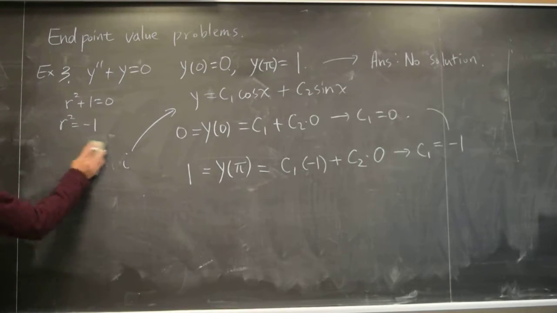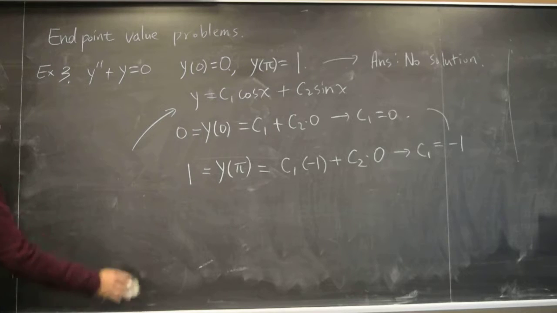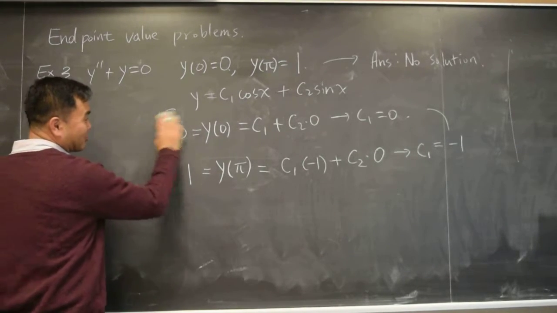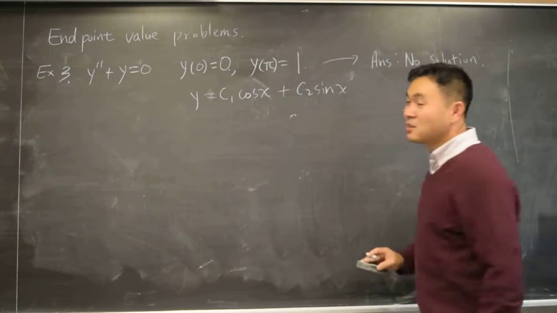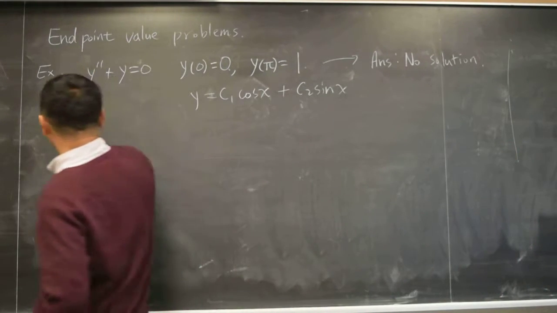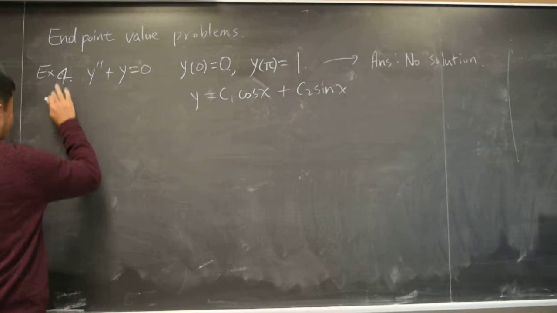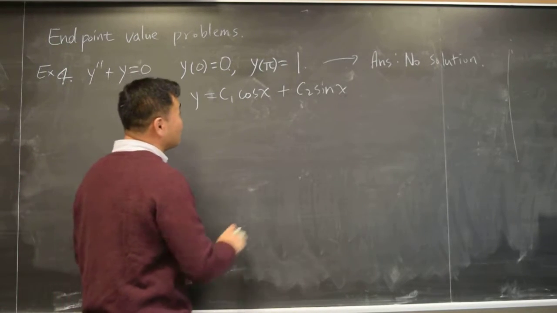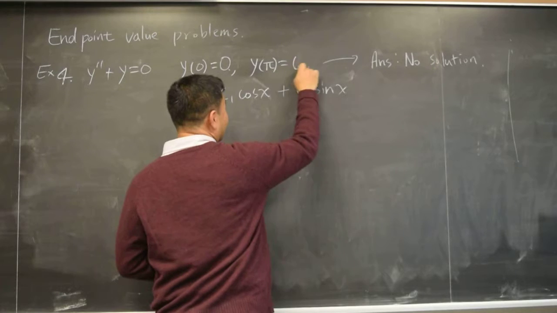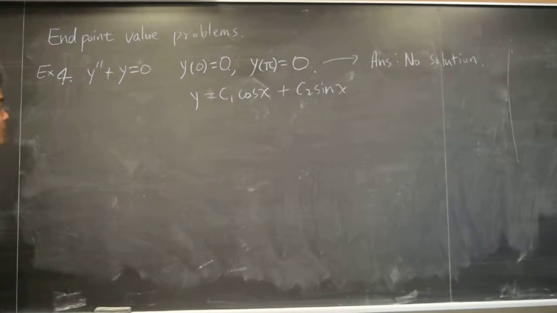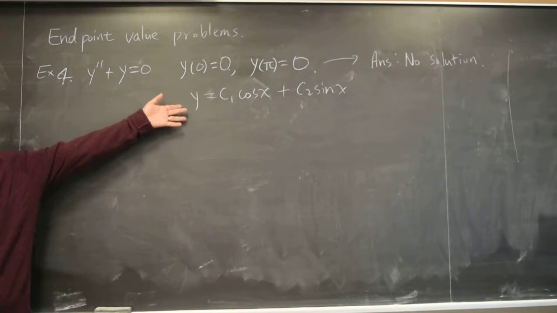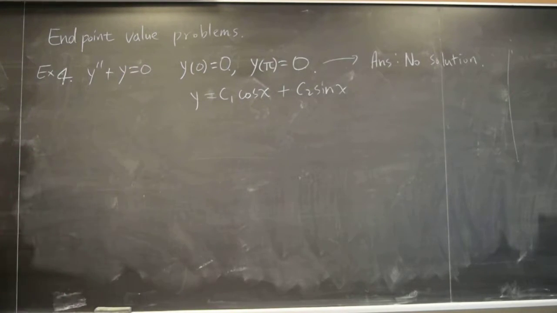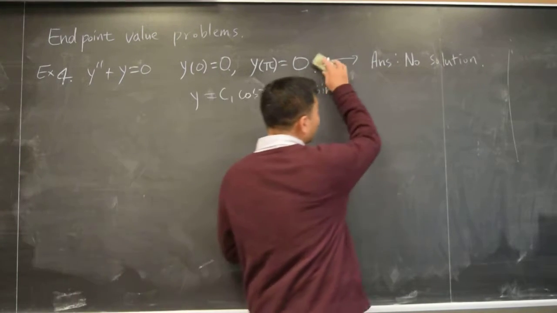Okay. Now, for example 4, I'm going to use it again. So it's another very similar question. Example 4. All I'm going to change is this to be 0. So, in the beginning, it's the same thing. The solution is this. Now we have to plug in the initial condition. In this case, what do you think the answer will be?